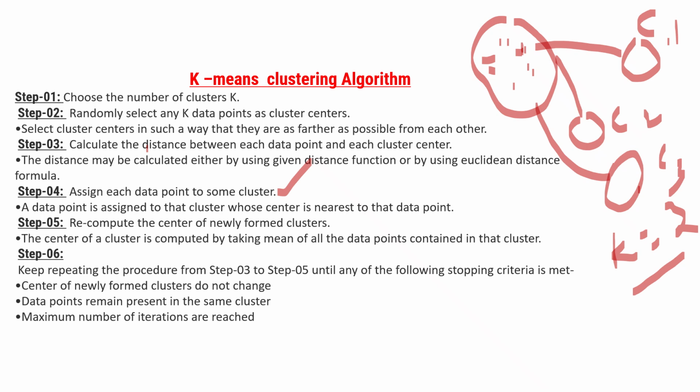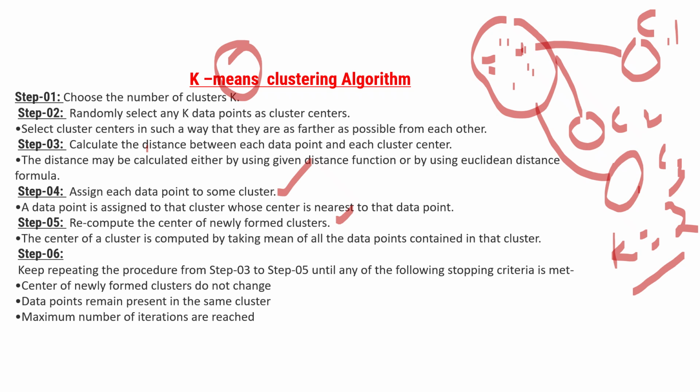Then in step 5, I have to calculate the cluster center. Initially, the cluster center is a random point only. Then after assigning the data points to clusters, I have to calculate the cluster center. This cluster center is calculated by just calculating the mean value. As the name of the algorithm says, I have to calculate the mean of the values in the cluster. Then the new cluster head will be the mean value.